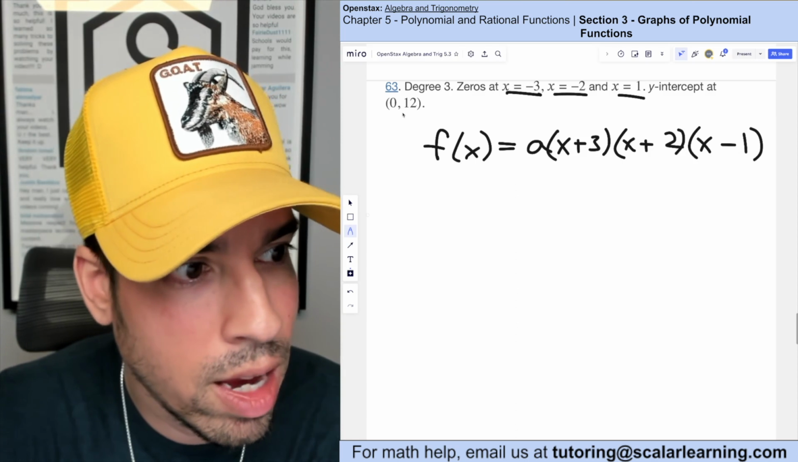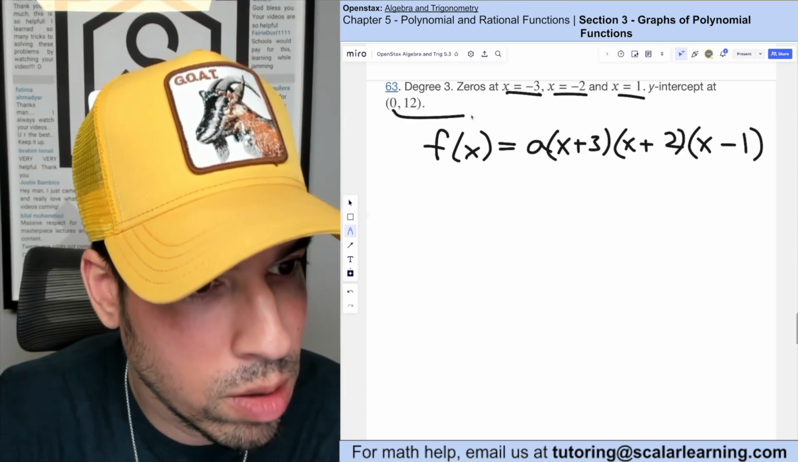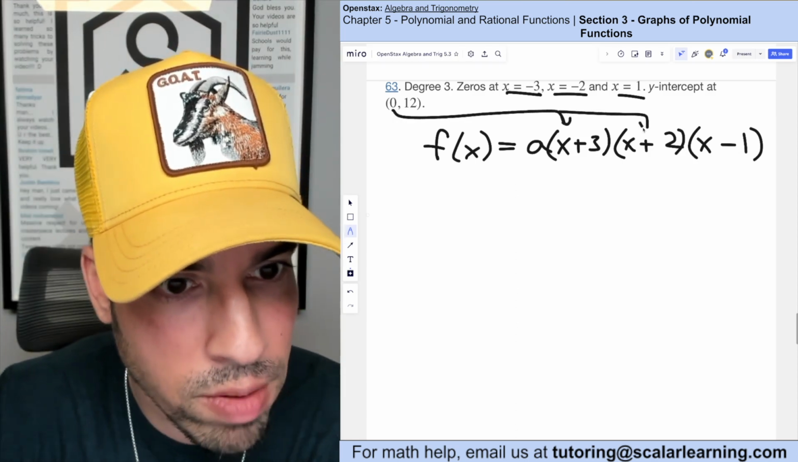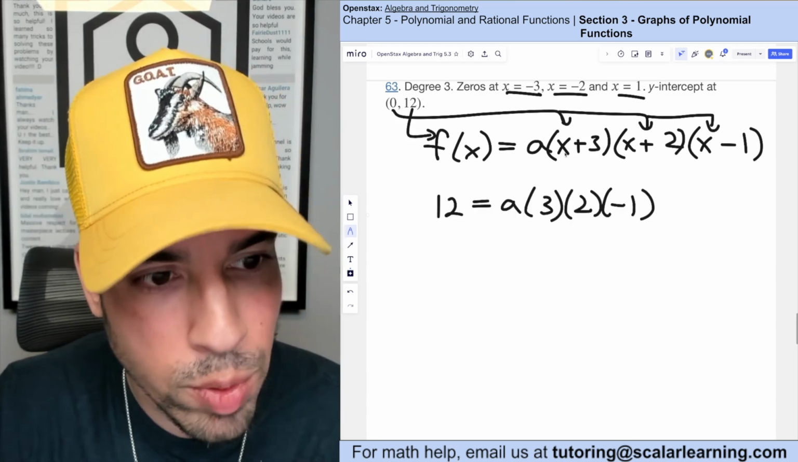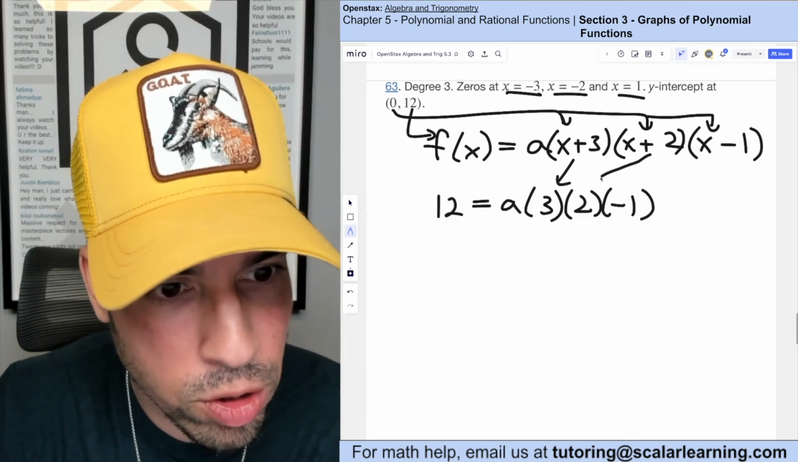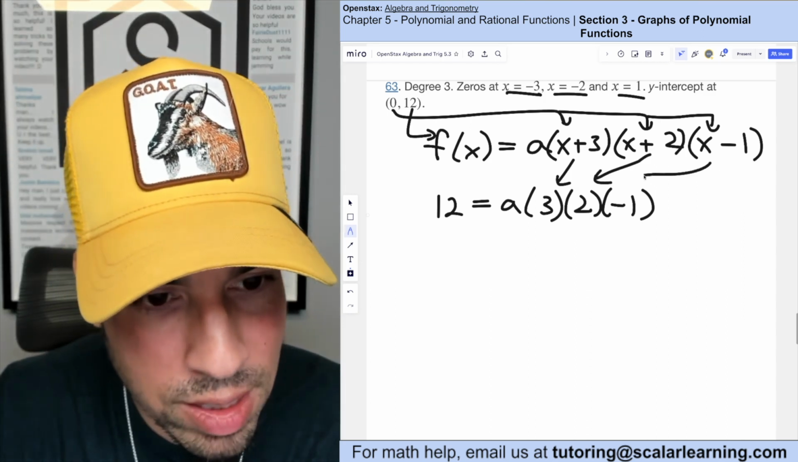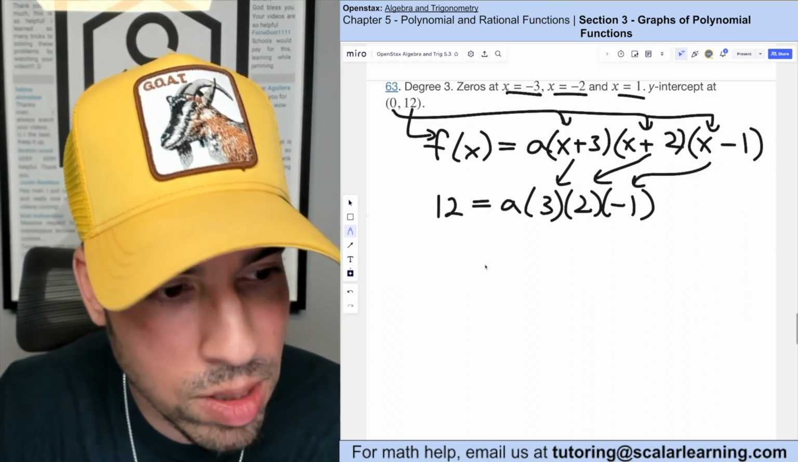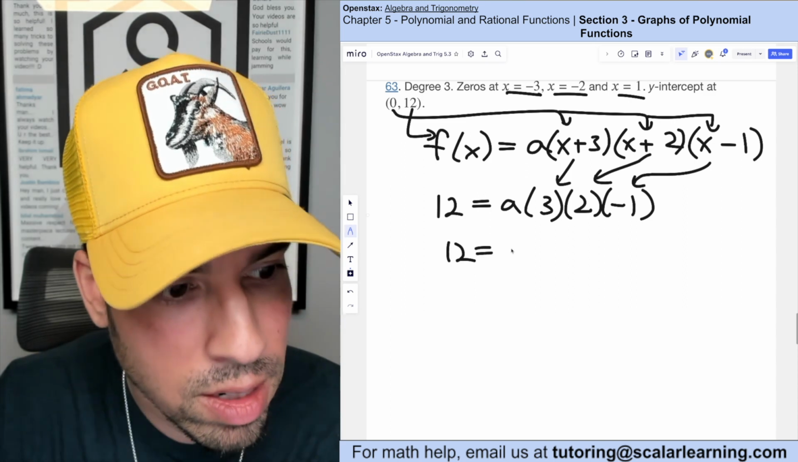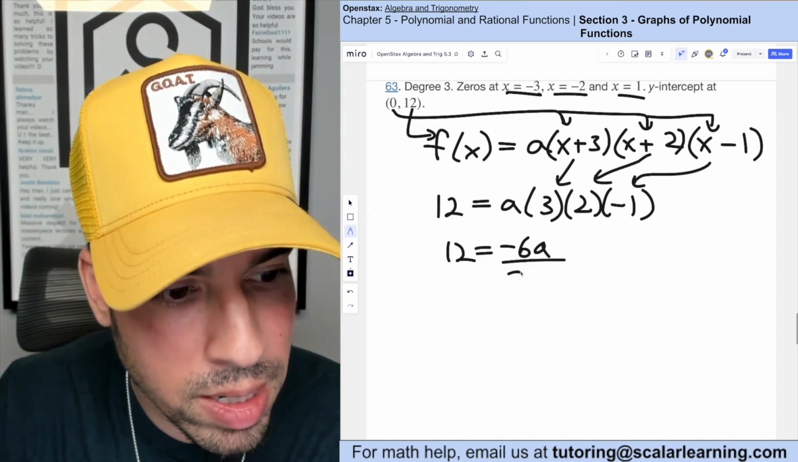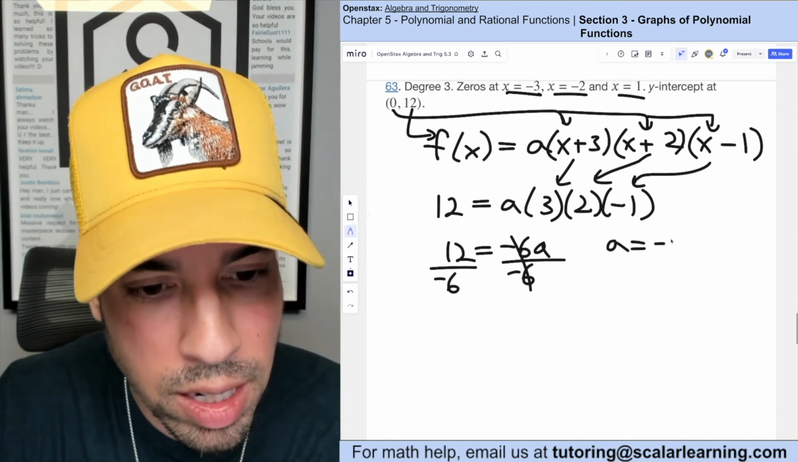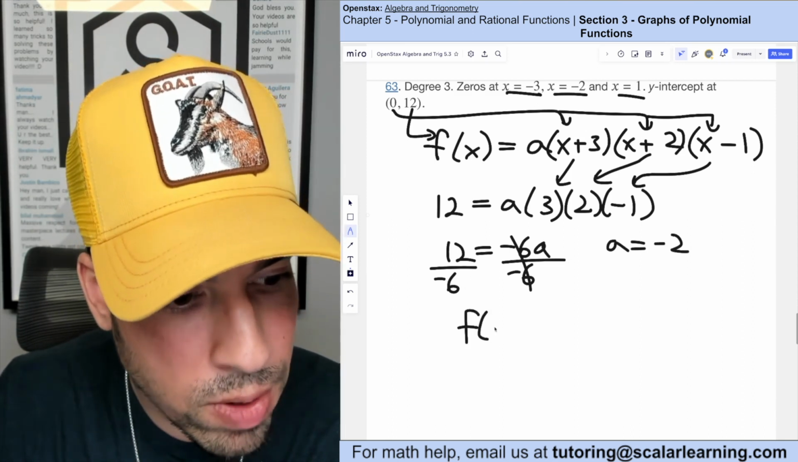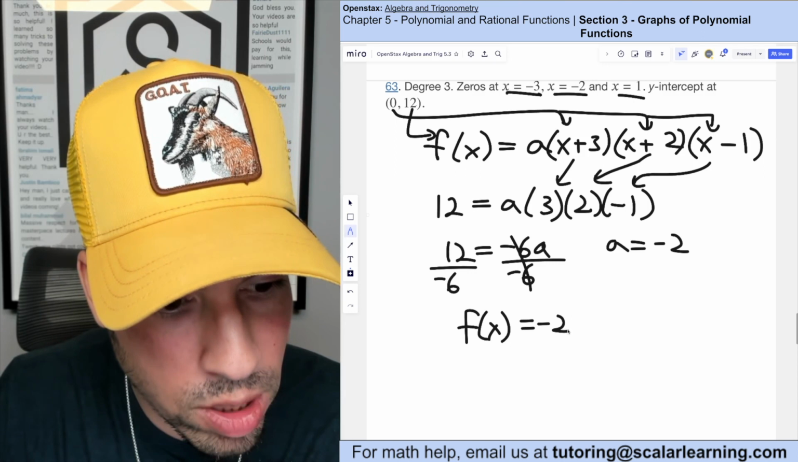Now to solve for a, we're going to use our y-intercept. We're going to plug 0 in for all our x values, as that is the x value, and 12 in for the function value. So we got 0 plus 3 is 3, 0 plus 2 is 2, 0 minus 1 is negative 1. 3 times 2 times negative 1 is negative 6. Divide by negative 6 like so, and we get a equals negative 2. With a final function of negative 2, that's the a value, right?